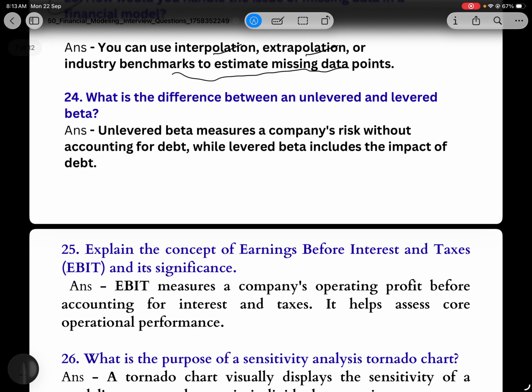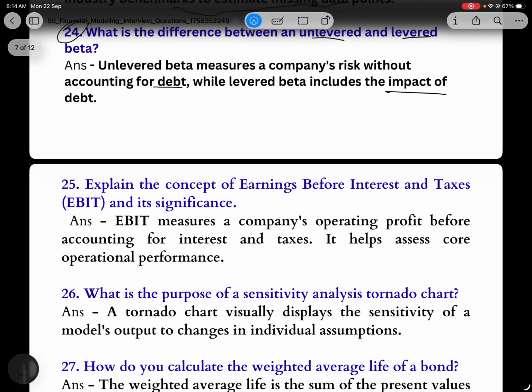Question 24 is what is the difference between unlevered and levered beta? Unlevered beta is basically the company's risk without accounting for debt, when we don't consider the debt side of things. Levered is of course a leveraged company; the word in itself explains it. A levered company has debt. Unlevered does not have any debt. Whenever we look at the impact of debt, it's a levered beta. Okay.